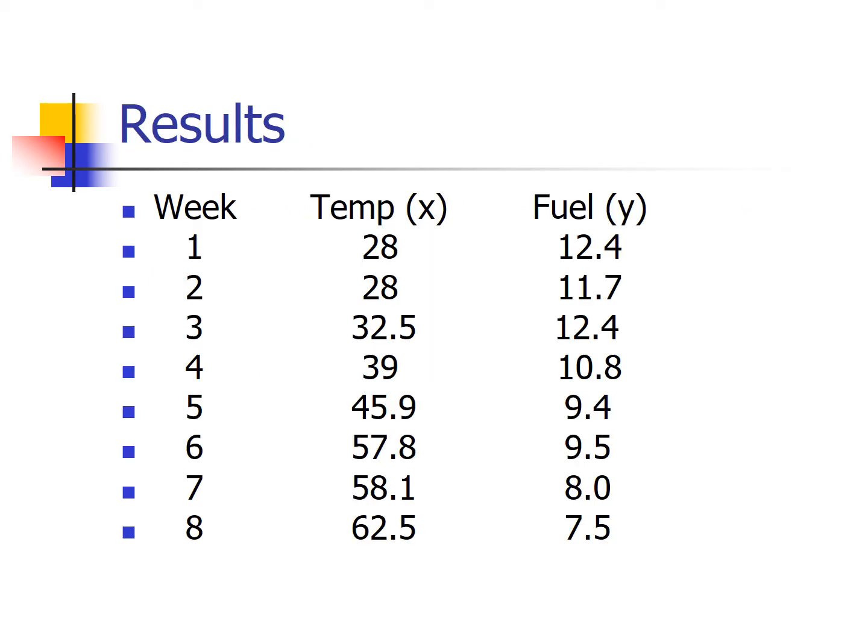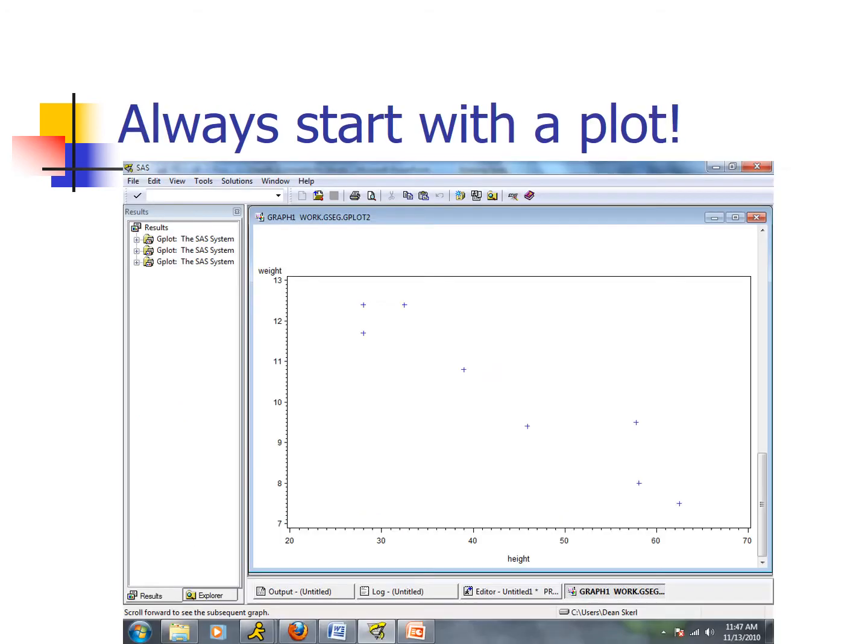So there we are. The first week it was 28 degrees on average that week, and the overall fuel consumption was 12.4 tons. Second week, same temperature, but for whatever reason, people used a little less gas. Then it was a bit warmer. Since it was warmer, people still used about the same amount of gas, and so on. Now remember, when you're looking at this type of data, you should always start with a plot. A scatter plot gives you an idea of what's going on. And so here's a scatter plot, and what do we see?